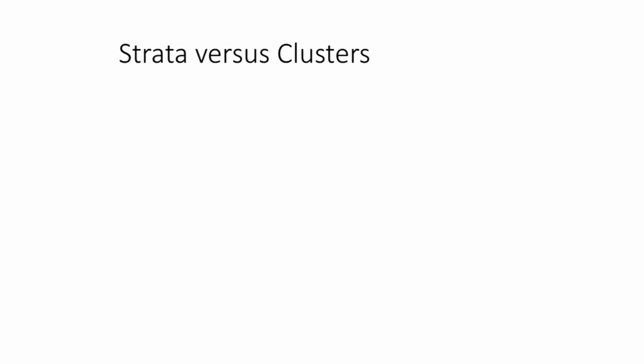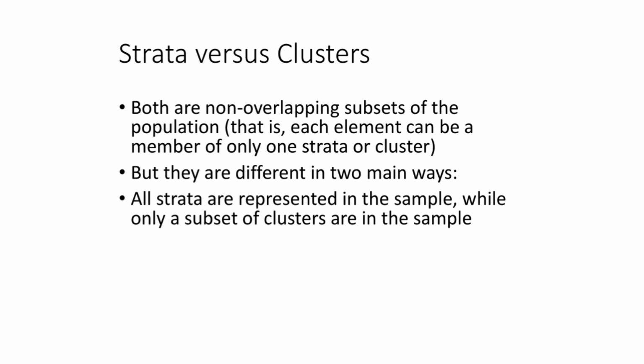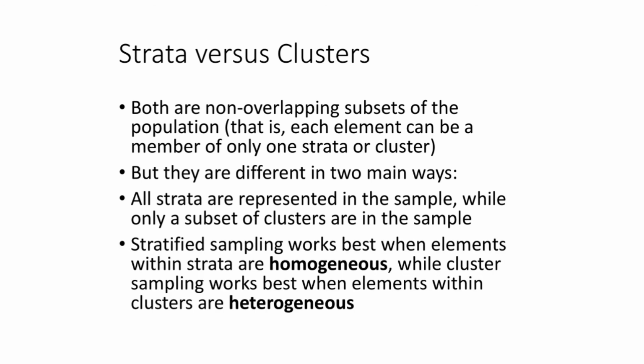The difference between strata and clusters: they're both groups, in the sense that both are non-overlapping subsets. Each element can be a member of only one stratum or one cluster. But they're different in 2 main respects. First, all strata are represented in the sample, but only a subset of the clusters are actually used in the sample. This is because with cluster sampling, the idea is we want to use these natural clusters to make the sampling process a little bit easier, a little bit less cost intensive.